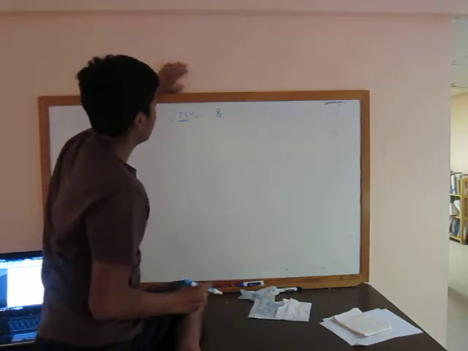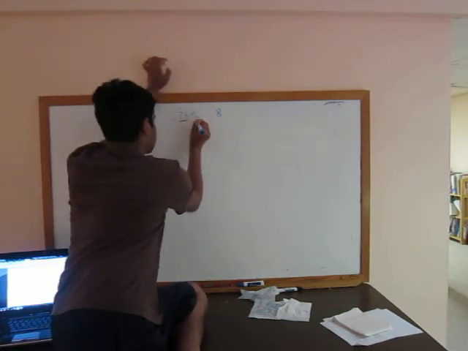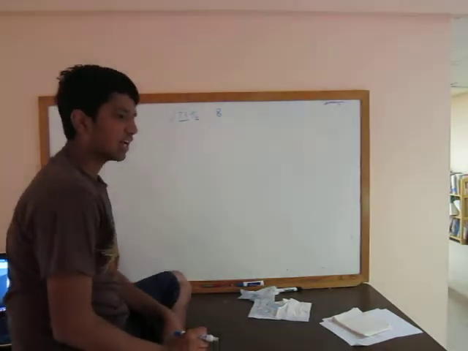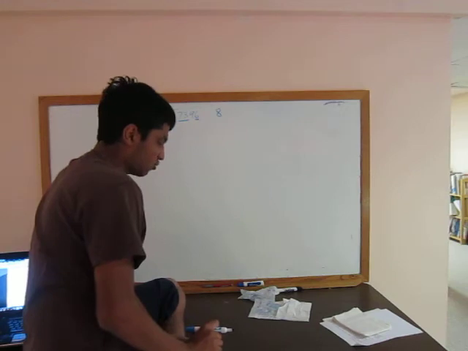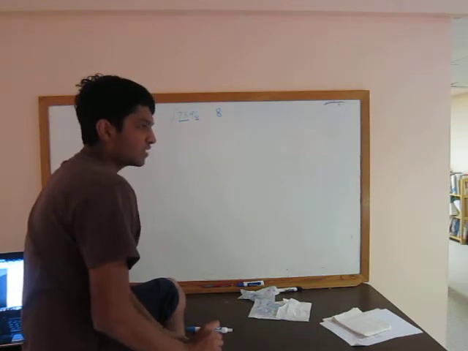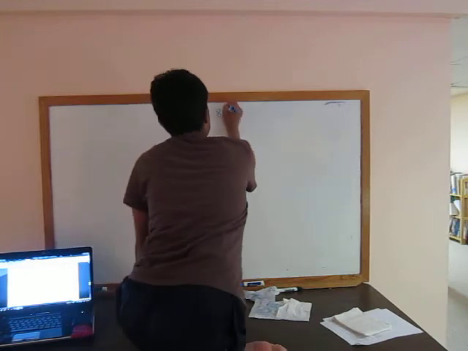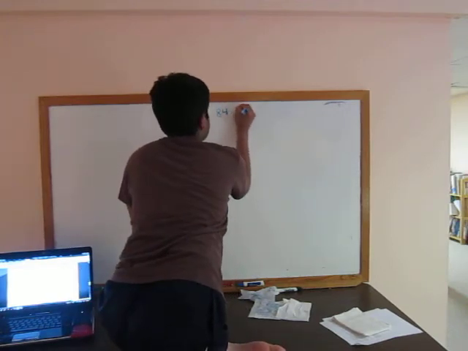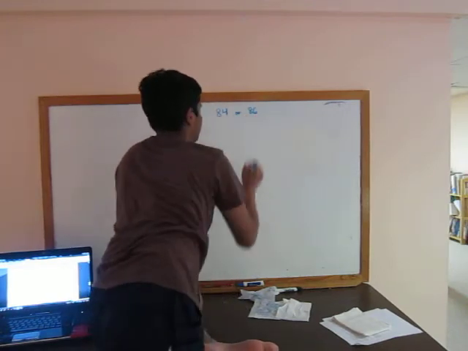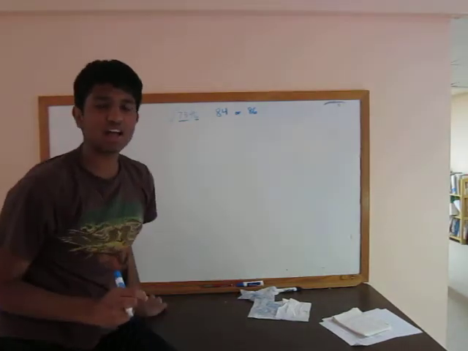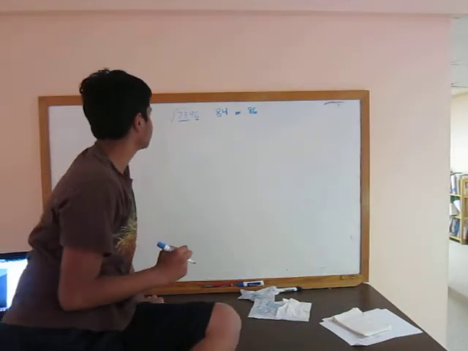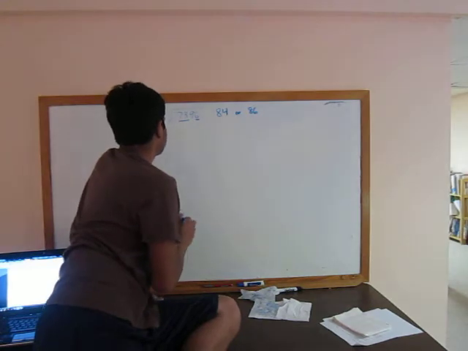Okay? Now, analyze this last digit. What digits, when squared, produce 6 as the last digit? 4 and 6, because 4 squared is 16, 6 squared is 36. So it's either 84 or 86. Now how do you narrow it down? Here's how you narrow it down.